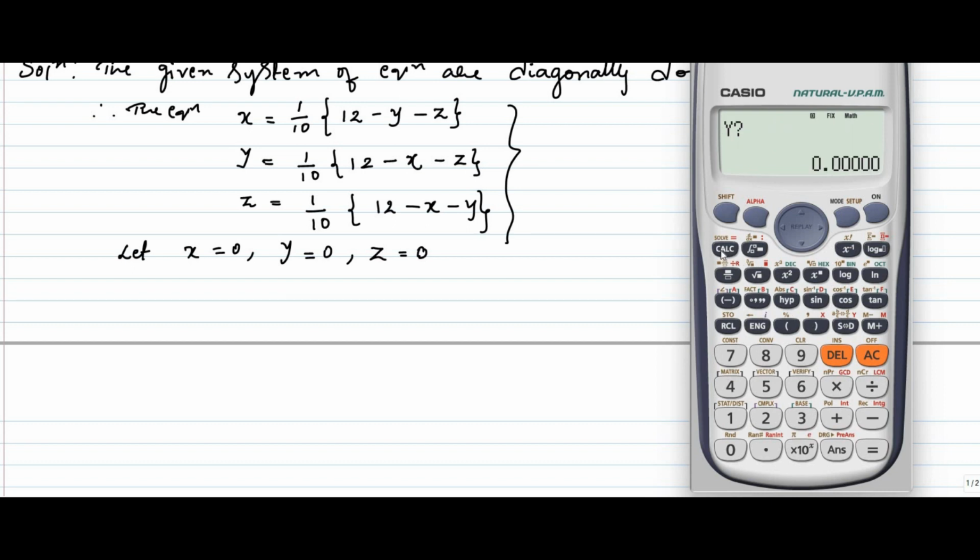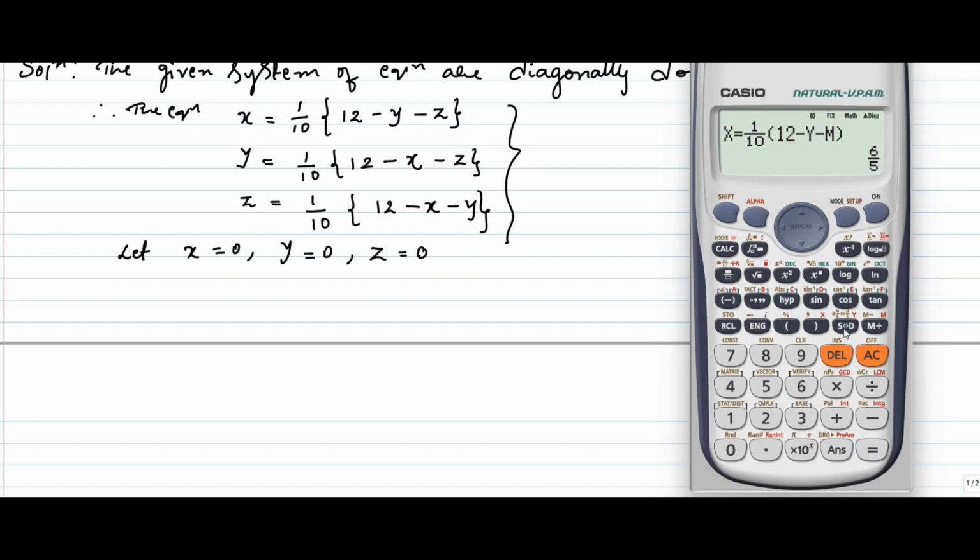It will ask directly the value of y. The reason is, since the first equation of x contains y and z terms, it will ask the value of y and z. So no need of entering the value of x here. For the next value, y, it will take the value of x, whatever we get in the first approximation. So automatically give y equal to 0, press equal to, give m value, that is z equal to 0.